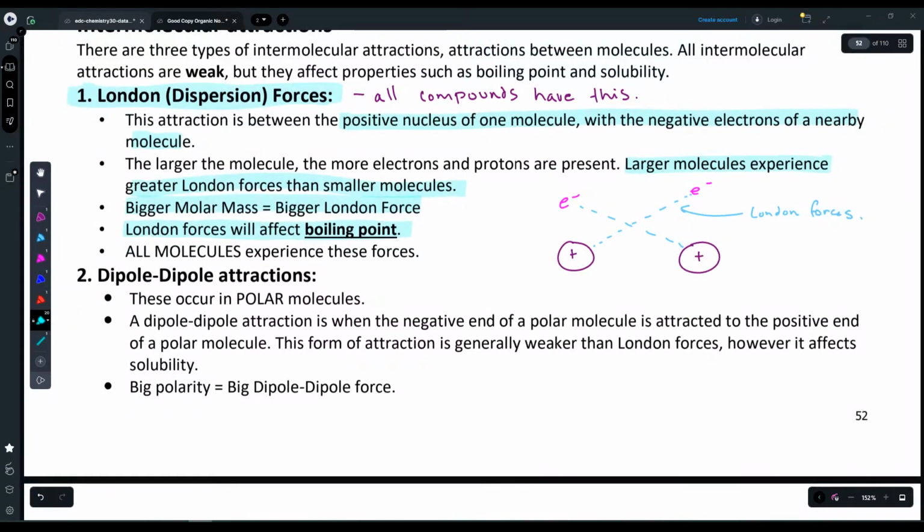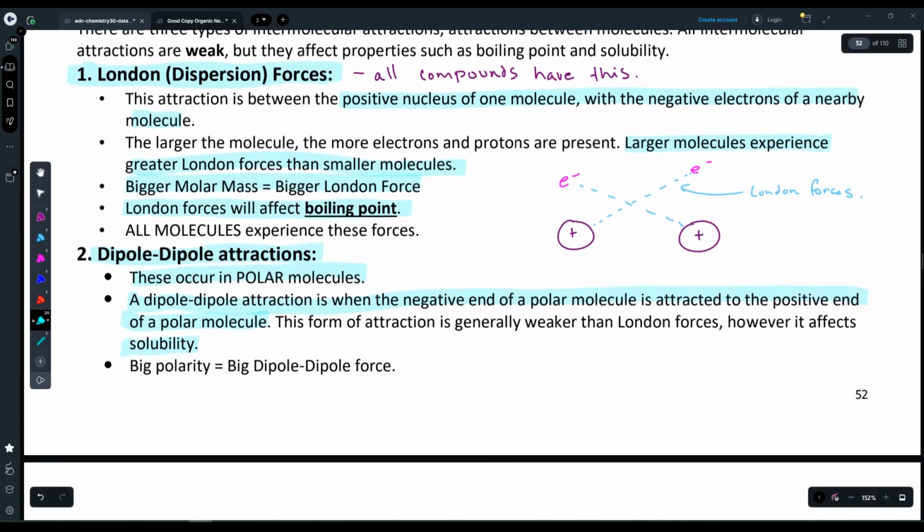Moving on to dipole-dipole attraction. These only occur in polar molecules. A dipole-dipole attraction is when the negative end of a polar molecule is attracted to the positive end of a polar molecule. So you should know that definition. This form of attraction is generally weaker than London forces, but it's important for determining solubility. The reason why comes down to this rule of like dissolves like.